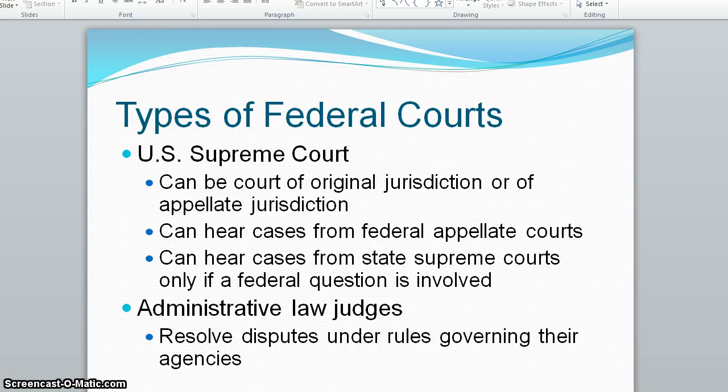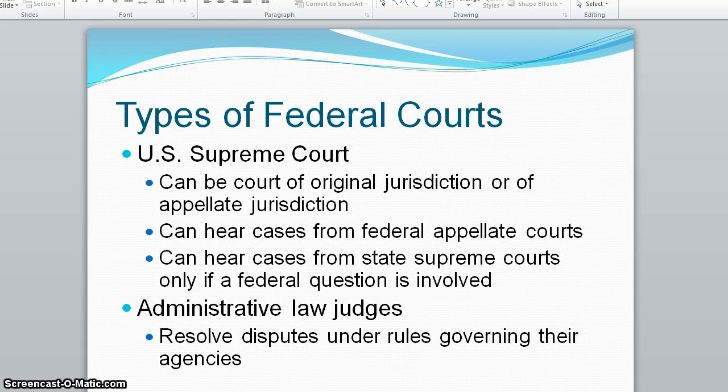The highest level of the three-tiered model is taken up by the U.S. Supreme Court. It can exercise original jurisdiction, acting as a trial court in cases where foreign diplomats or states are parties, but it usually reviews cases, acting as an appellate court. It can review state Supreme Court decisions, but only if a federal question is involved.